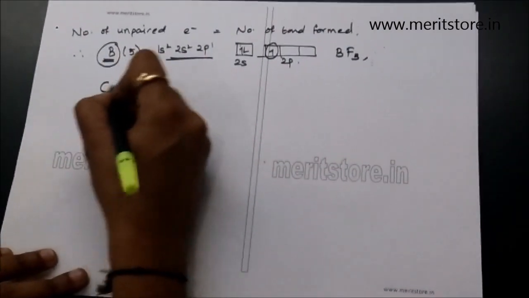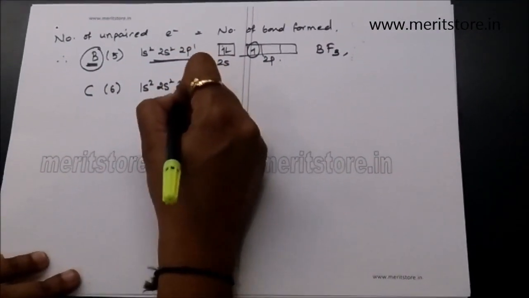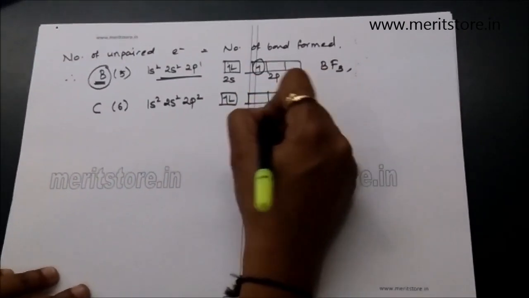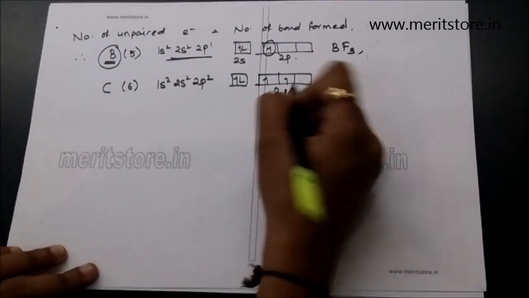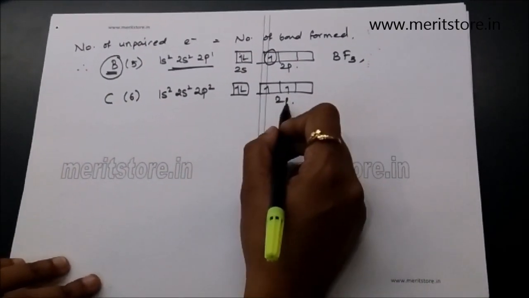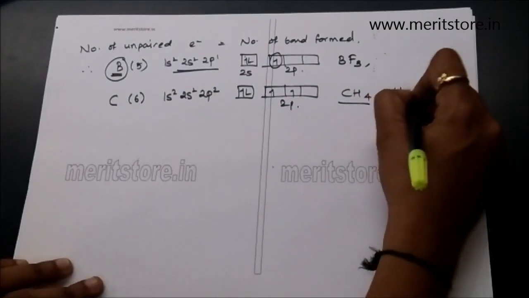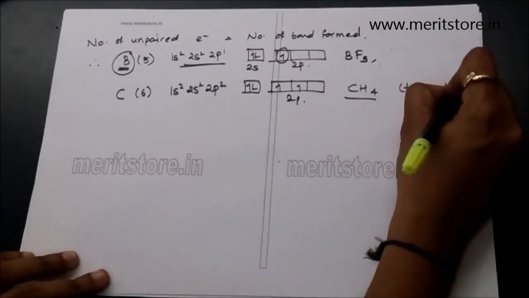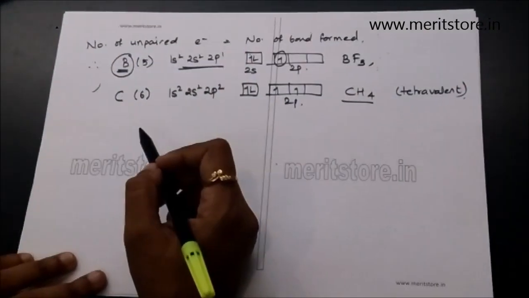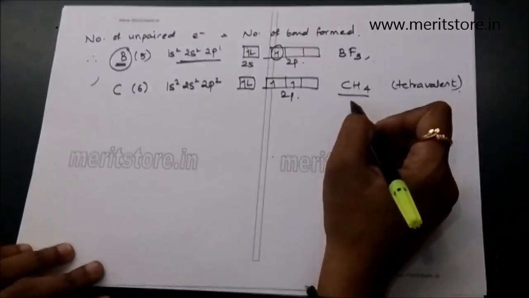Also, if I talk about carbon with atomic number 6, we have the configuration 1s2, 2s2, 2p2. The 2s electrons are paired, and in 2p we have 2 unpaired electrons. So according to the theory, carbon can form only 2 chemical bonds, but in nature we have compounds of carbon which are tetravalent. So here the valence bond theory is not giving us the idea about the exact valency of the element.